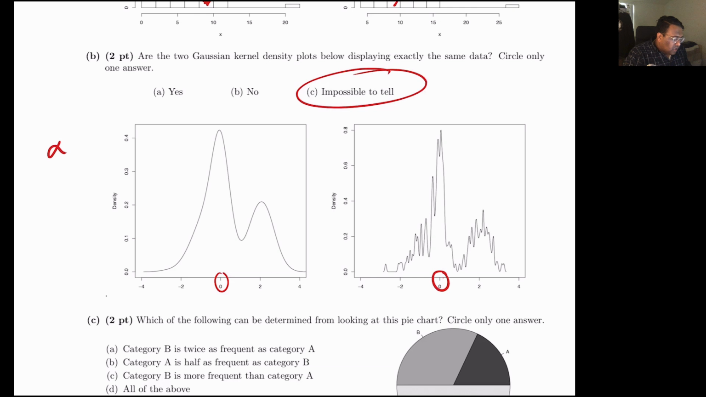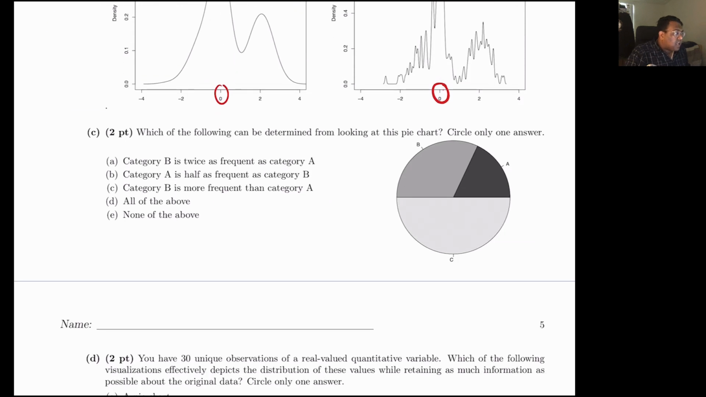Cool. Part C, which of the following can be determined from looking at this pie chart? Circle only one answer. And again, this is another intentionally tricky problem. Okay? What sort of gives it away is that we tell you can only circle one answer, but options A and B mean the exact same thing. Option A says that B is twice as frequent as A, and option B says that A is half as frequent as B. But these two things mean the exact same thing.